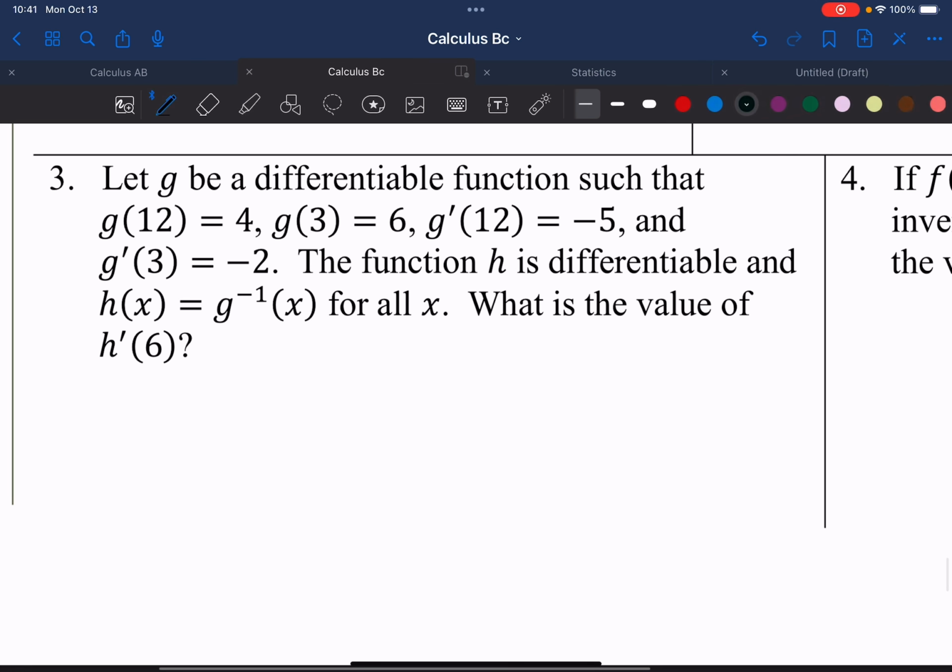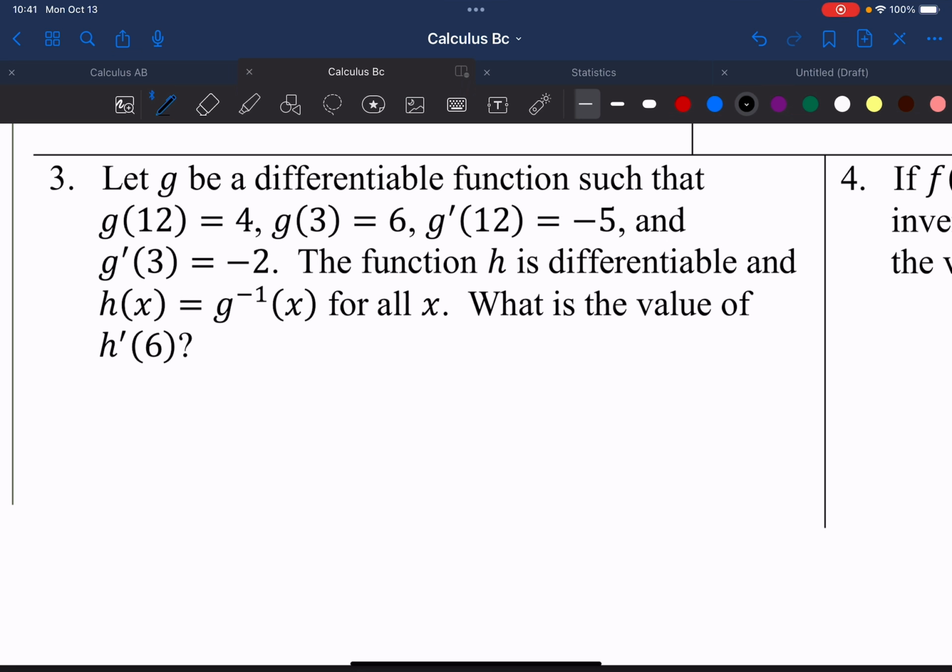Number 3 says, let g be a differentiable function such that g of 12 is equal to 4, g of 3 is equal to 6, and g prime of 12 is equal to negative 5, and g prime of 3 is equal to negative 2. The function h is differentiable, and h of x is equal to the inverse g of x for all x. What is the value of h prime of 6?